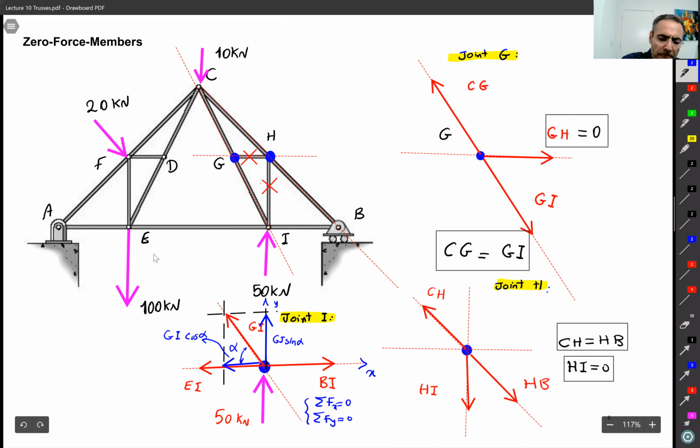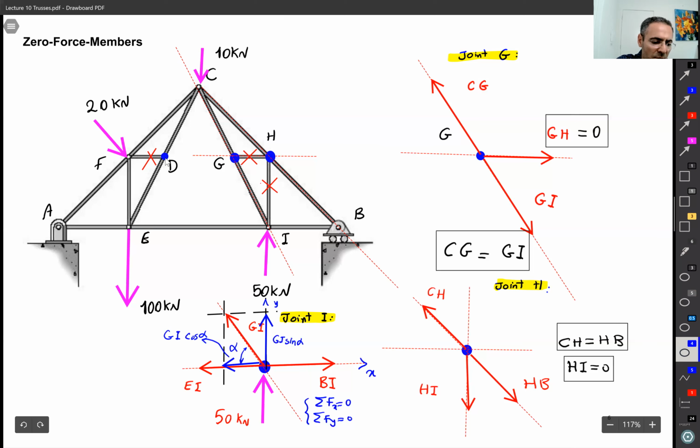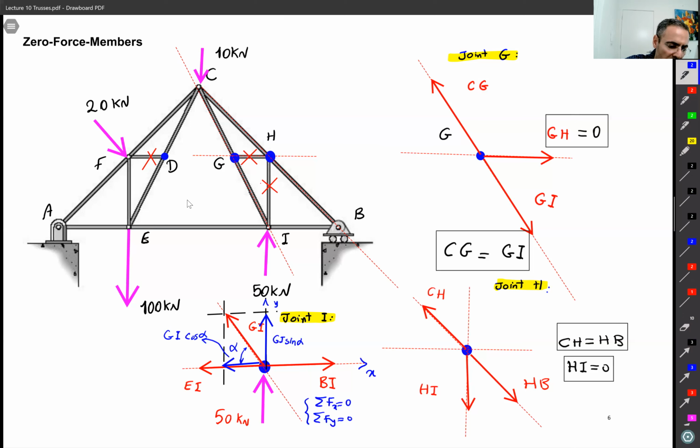All right, so probably by now you realize that if you look around this truss, we are going to have a similar story for DF. Why? Because if you look at this D member, you see there is no load on this pin. So then this FD is free. It doesn't do anything for us. So that's another force member then. FD is 0.